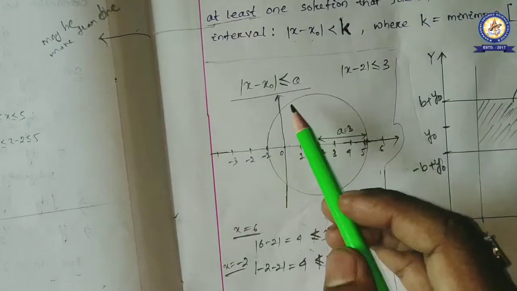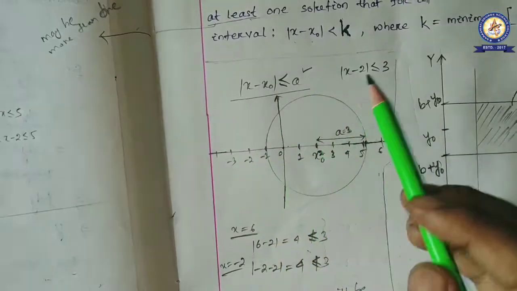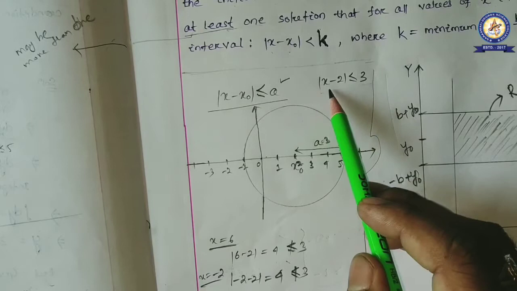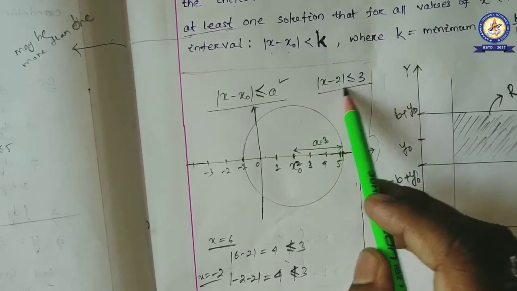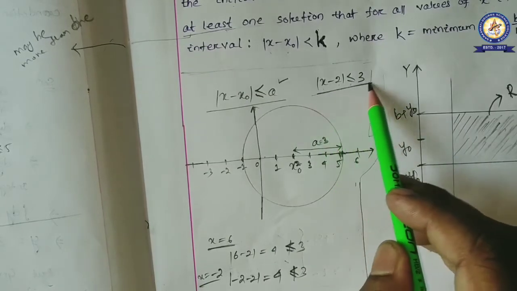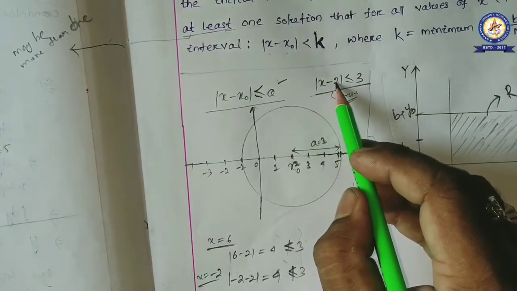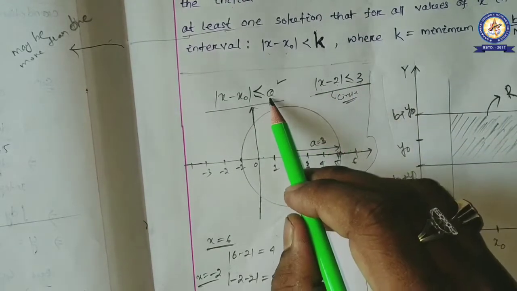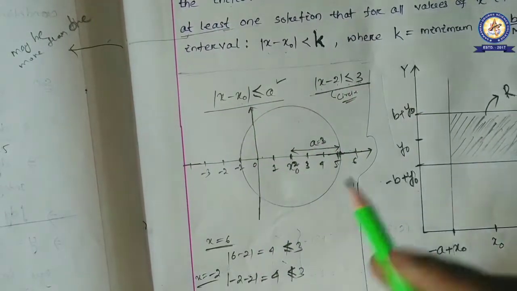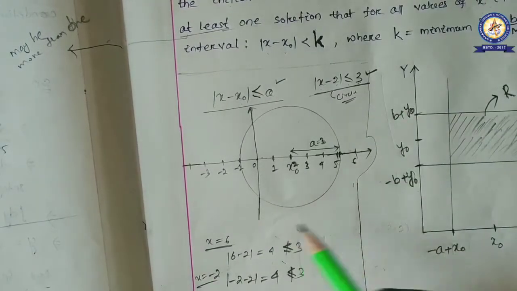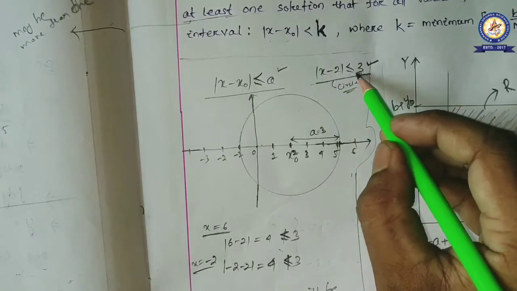I am going to represent what is the range of |x − x0| ≤ a. For that we are going to consider one example, |x − 2| ≤ 3. Whenever you get this type of equation, you just consider it as the equation of a circle, where |x − x0| ≤ a. So here x0 is 2, a is 3, right? First we have to consider this example.